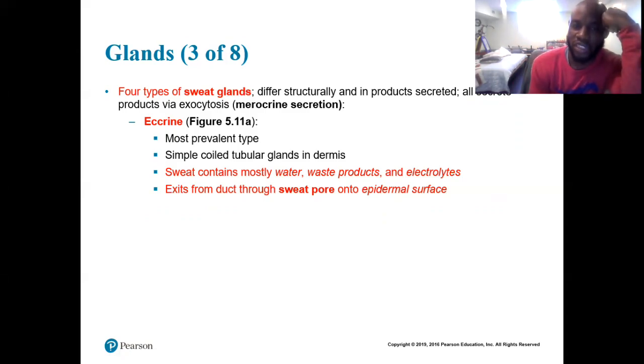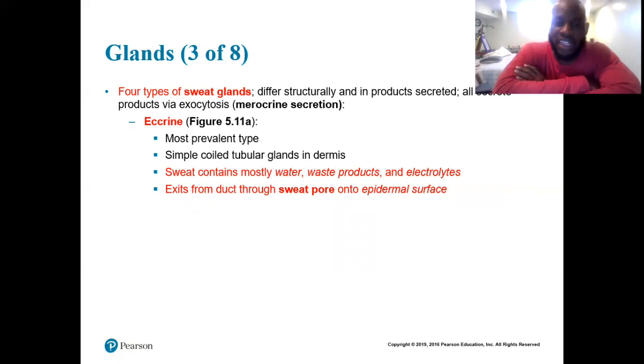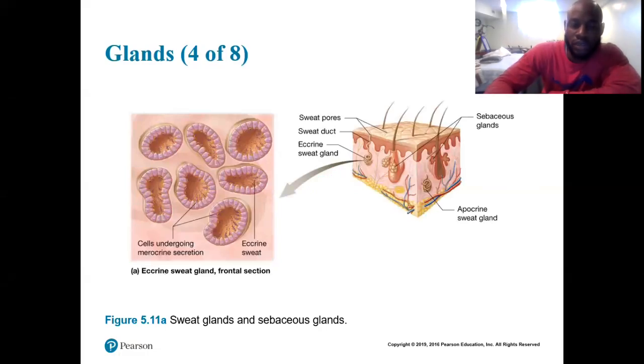So we have the eccrine, which is the most prevalent type. There's 4 types. Simple, coiled, tubular gland. We have sweat. Sweat contains mostly water, waste products, and electrolytes. You do have waste products in sweat. That's why it has a little bit of a smell to it. Mostly water. Exits from the sweat pore onto the epidermal surface. This is your basic sweat gland, meant to cool you off. That's your eccrine sweat gland, releasing sweat by exocytosis.